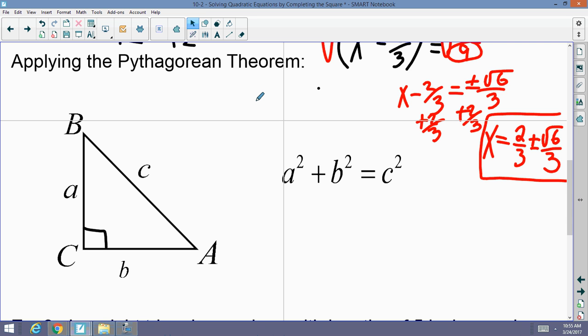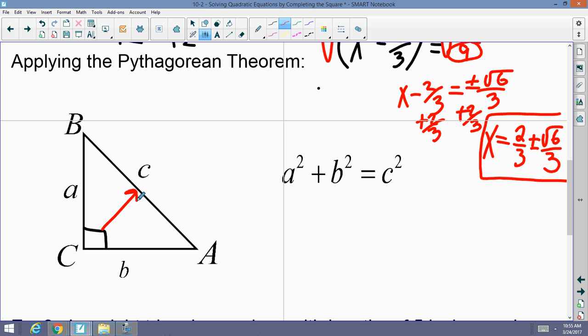Okay? A and B are just sides. C is the hypotenuse. You know that C is the hypotenuse because it is always opposite the 90 and it is the largest side. C is always the hypotenuse. It's always the largest side.